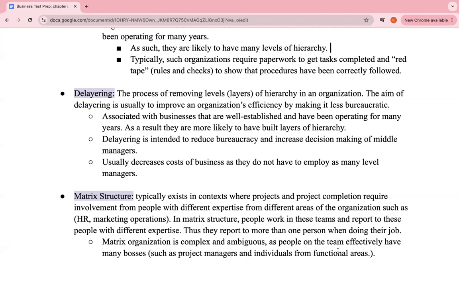Matrix organization is complex and ambiguous as people on a team effectively have many bosses, such as project managers and individuals from functional areas. So here you have to think about it in terms of different expertise. In business management, for example, you have human resources, which is the topic we're doing now. You have finance, we have marketing, and we have operations. So just think of it that way.